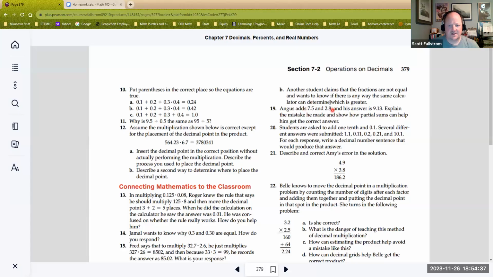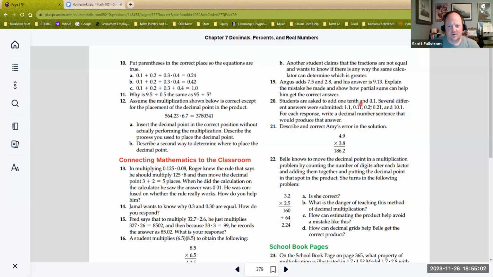I probably should have assigned 19, but I didn't. I think this one is 7.5 plus 2.8, and students add them together, keeping the decimal point lined up, and they get 9.13. What happened? Find the mistake. This one's not a bad one for a test. I'll probably have to think about that. Let's see here.